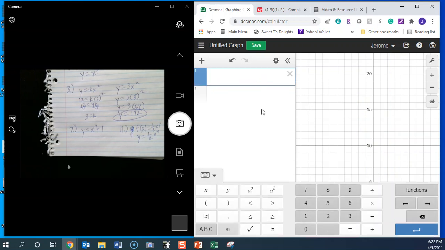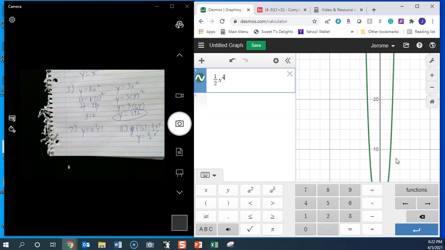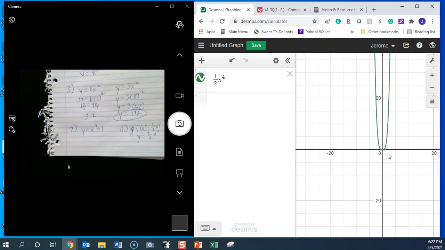So we have 1/2, then we will have x to the fourth. Okay, now we see this graph here. Now we want to talk about how the graph is increasing. Where's the graph increasing at? So if we look here, the graph basically goes down here at 0, 0.